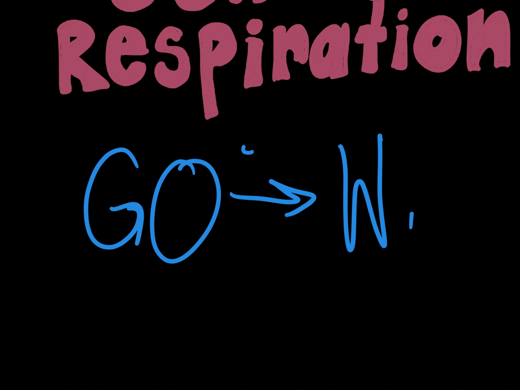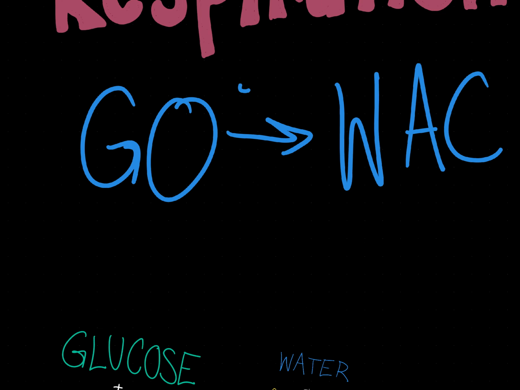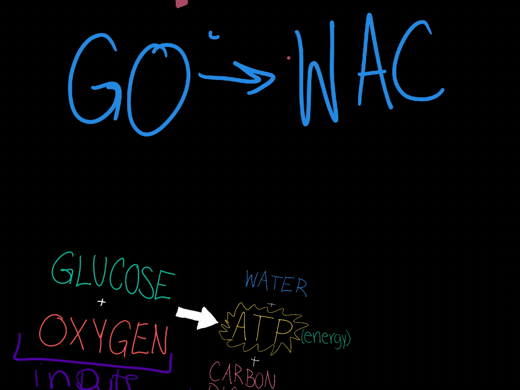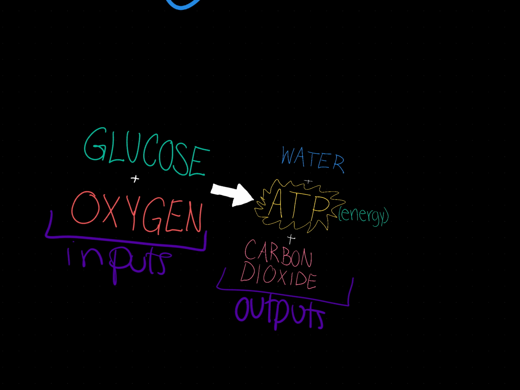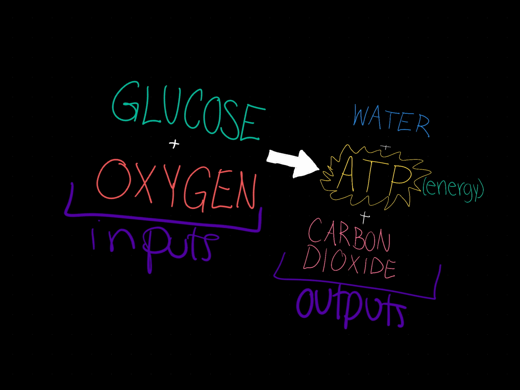We know our trick to remember cellular respiration is go, whack. Go, whack reminds us of the inputs and outputs for cellular respiration, which are glucose and oxygen as our inputs, and these are converted into water, ATP, and carbon dioxide.